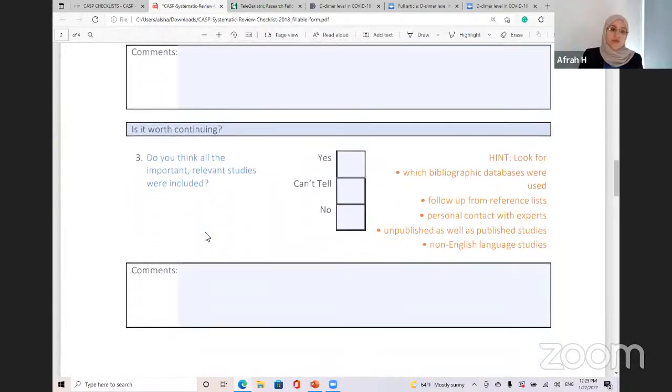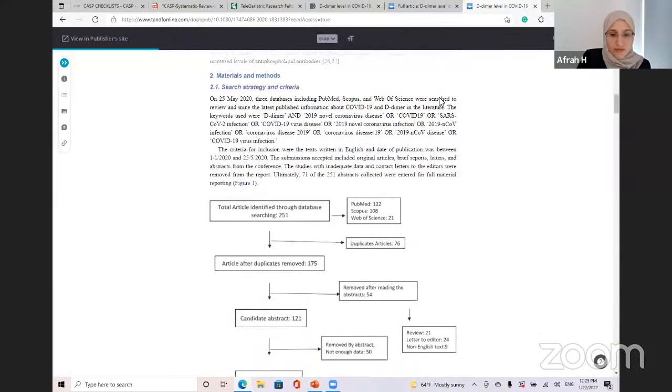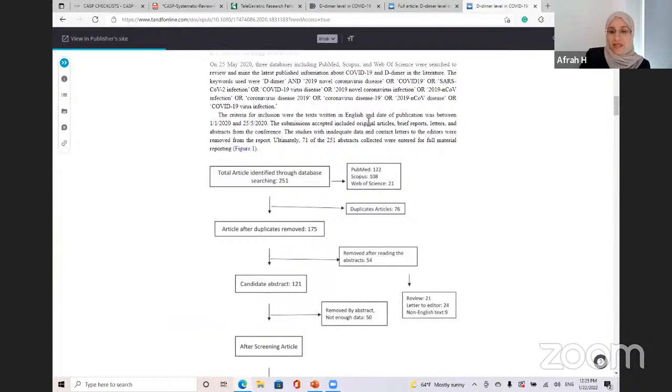The third question, do you think all the important relevant studies were included? Here, the hint: look for which bibliographic database were used, follow up from reference list, personal contact with experts, unpublished as well as published studies, non-English language studies. So in this study, they include text written in English and published studies.